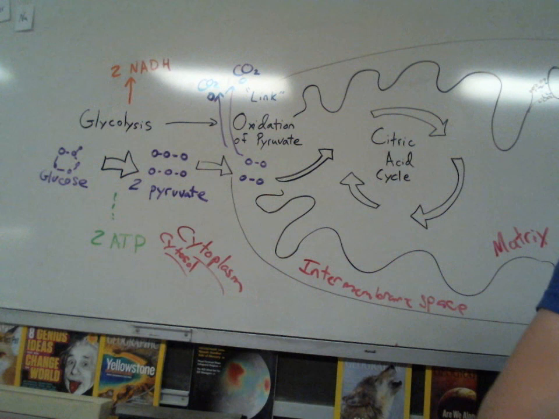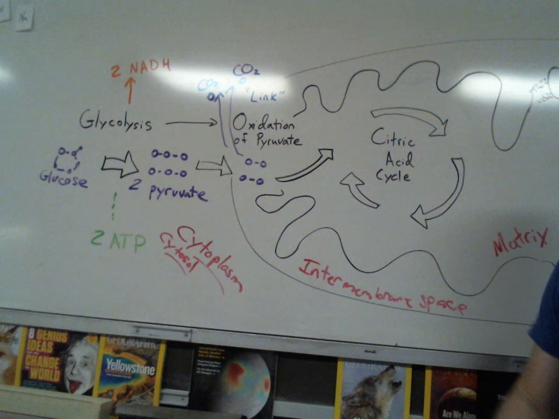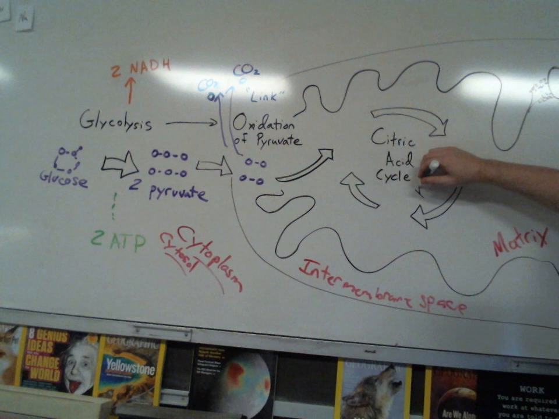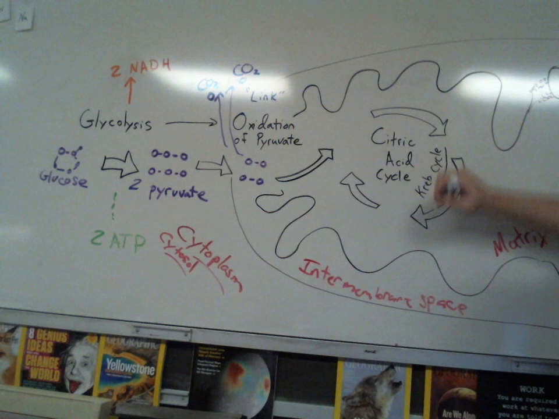One of these is going to go into what? Citric acid. What else do we call it? What's the other name? Krebs cycle. Depending on what textbook you're using, most people refer to it as the Krebs cycle. Time to move over.